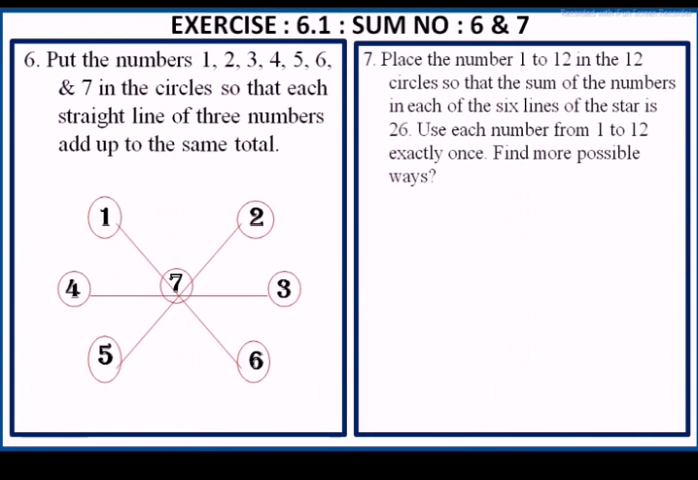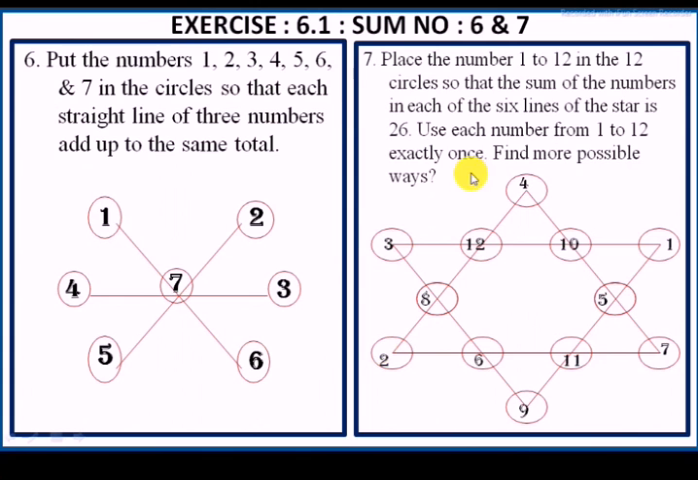Place the numbers 1 to 12 in the 12 circles so that the sum of the numbers in each of the 6 lines of the star is 26. Use each number from 1 to 12 exactly once. Find more possible ways, and there you have the answer. So when you add the numbers on the 6 lines of the star, your answer will be 26. So you have more possible ways also of doing the same sum.